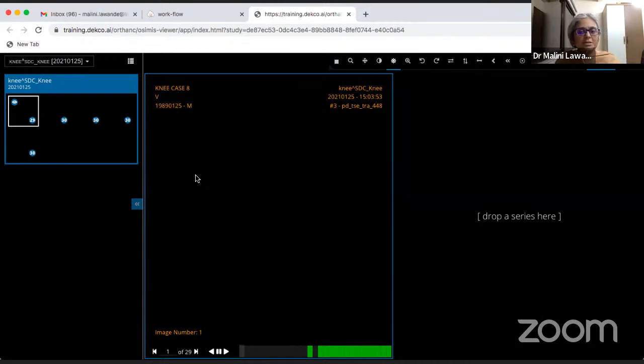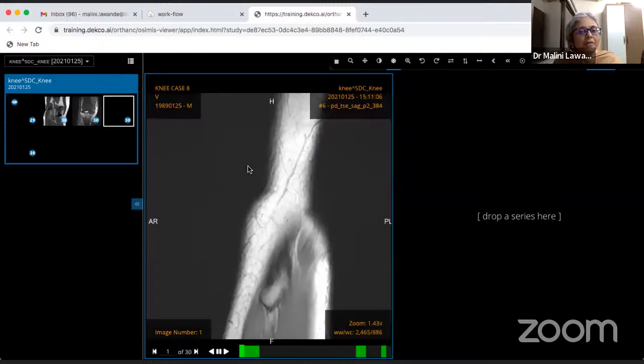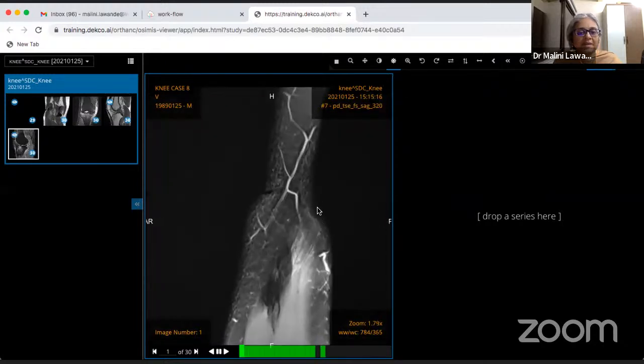This is the third case. The first one was a root tear of the medial meniscus. The second one was Osgood-Schlatter. And now we have this third case. Okay. So we are looking at the fat-saturated sequence first.